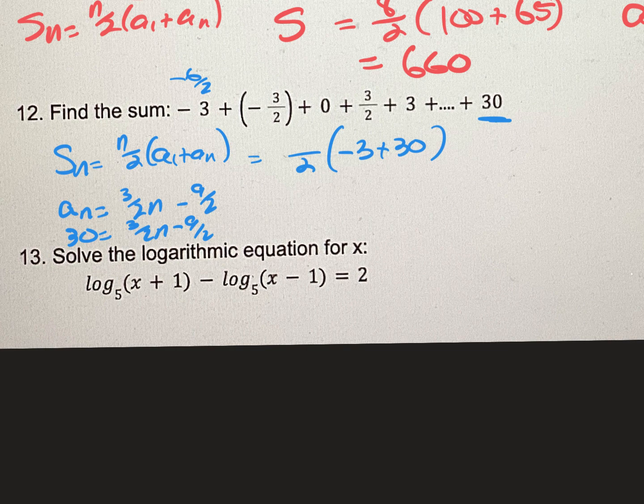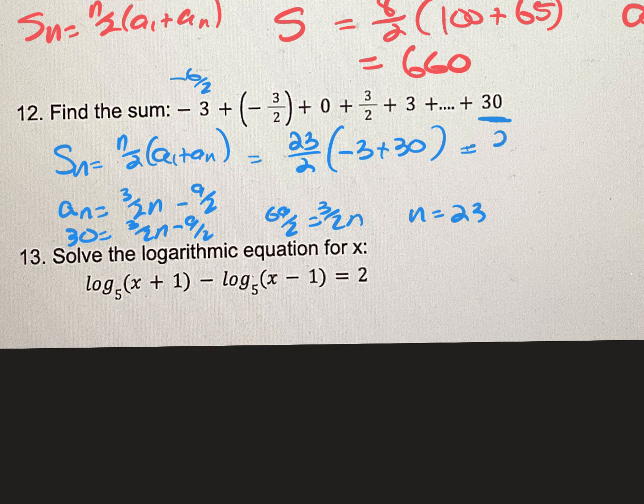So I'm going to move that 9 halves over. I'm out of room here. 30 is really 60 halves, so it's going to be 69 halves. If I divide 3 halves into 69 halves, I'm getting 23. That means there's 23 terms there.